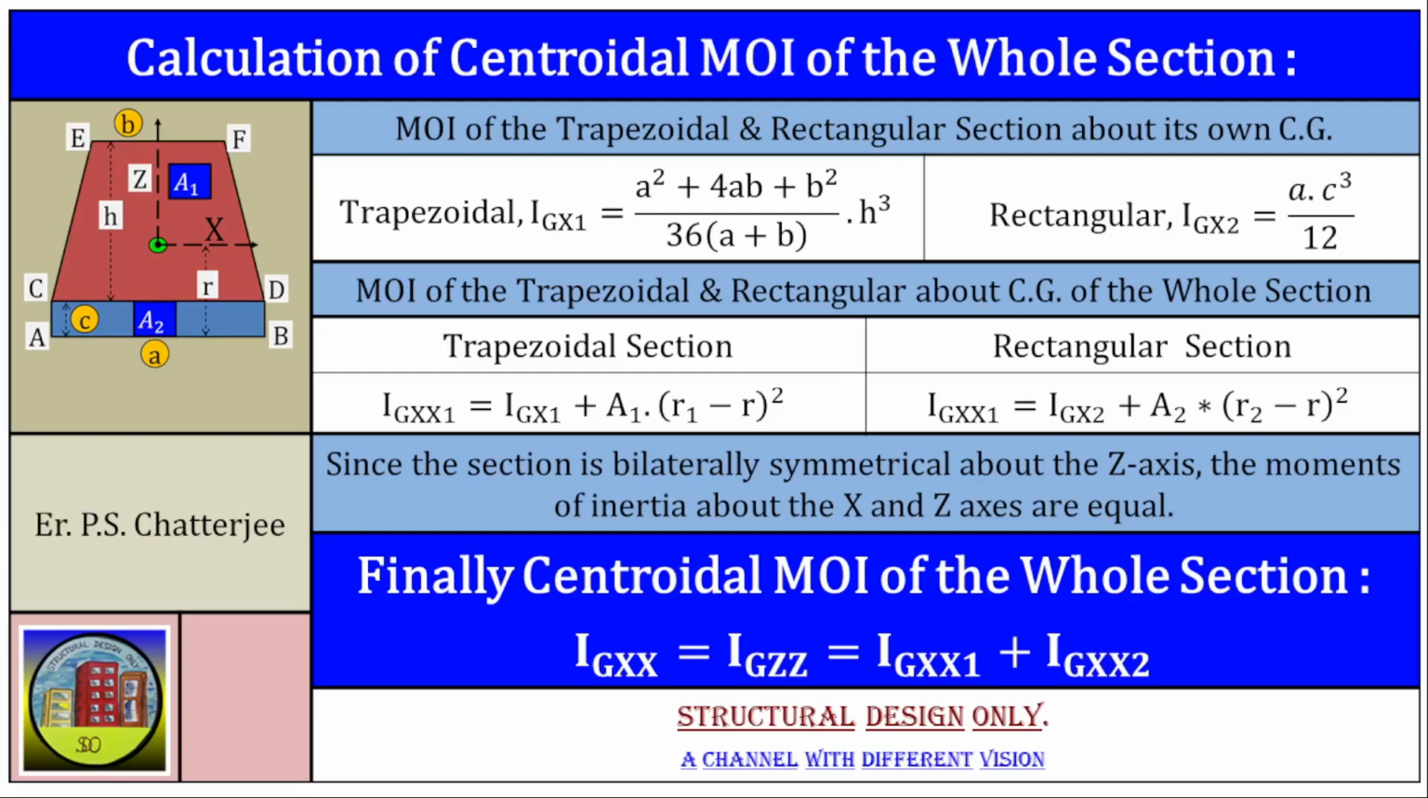Step 3. Calculation of the final centroidal moment of inertia of the whole section. Since the section is bilaterally symmetrical about the z-axis, the moments of inertia about the x and z-axes are equal. Therefore, the final centroidal moment of inertia of the whole section is given by IGXX equals to IGZZ equals to IGXX1 plus IGXX2.